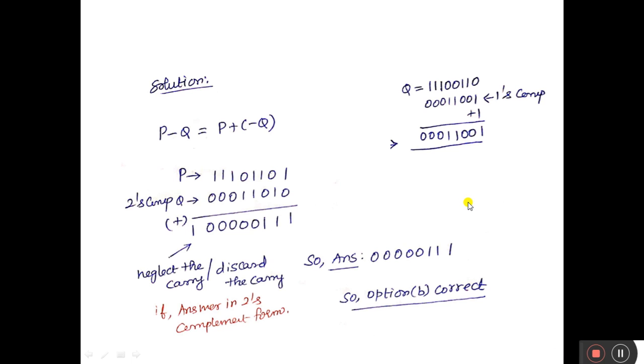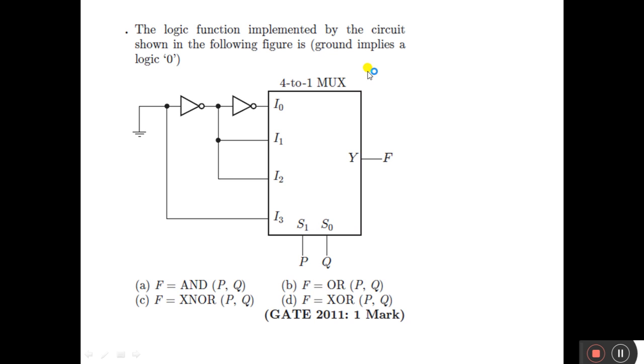Next question. This is based on multiplexer. This question was asked in GATE 2011, 1 mark question. The logic function implemented by the circuit shown in the following figure. The ground terminal implies logic 0.